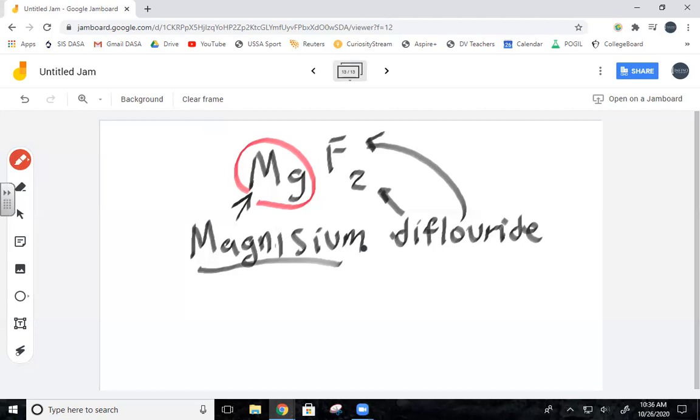Mg is different from Mn. Mn is manganese. Mg is magnesium. I kind of figured it out once I asked the question. That's why I ask questions, though.